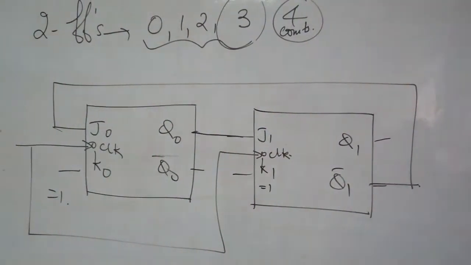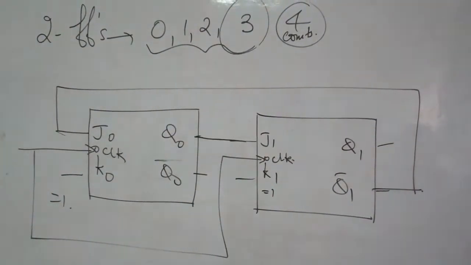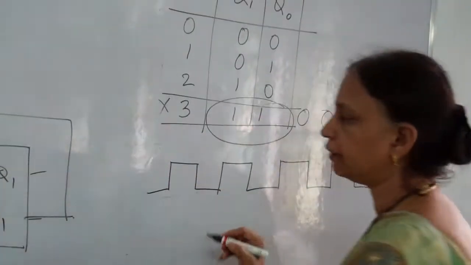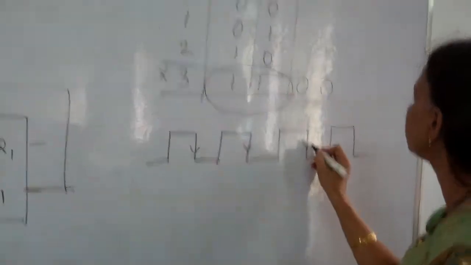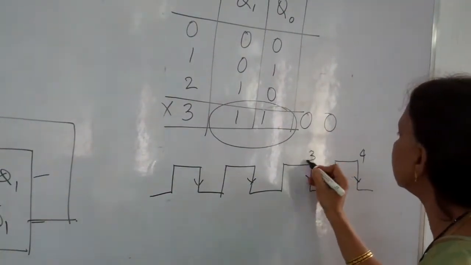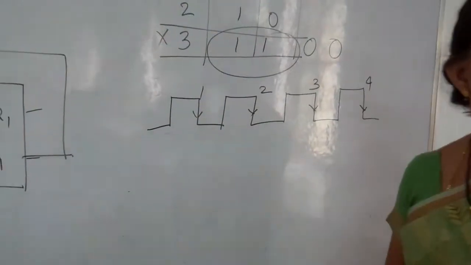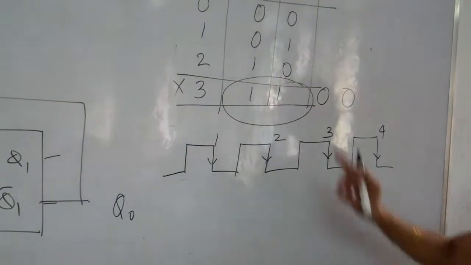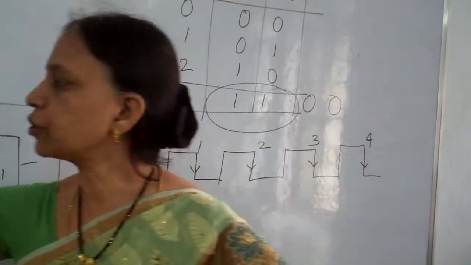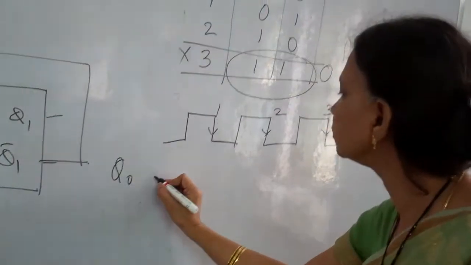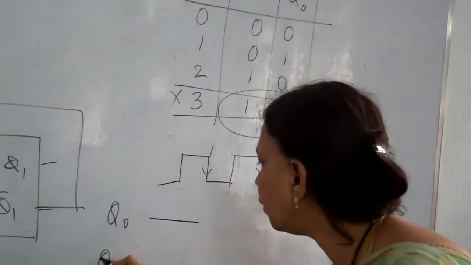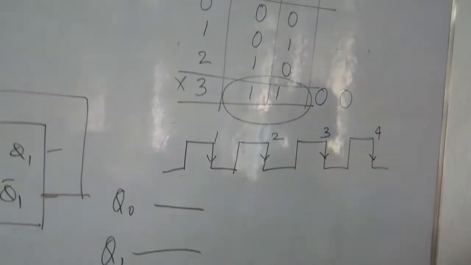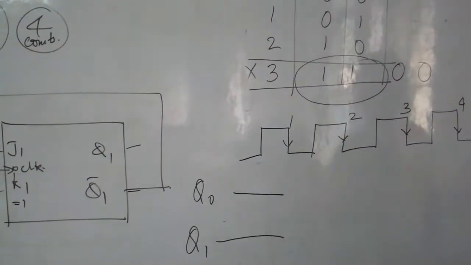In this case, what system are we using? It is a synchronous type because the clock is commonly given to both flip-flops. This is a negative edge trigger: 1, 2, 3, 4. Now what happens to Q0? Q0, to start with, is 0 until the first clock pulse comes. Q1 also is 0. We are assuming an initial condition that all the flip-flops are reset to 0, and you are starting from it.